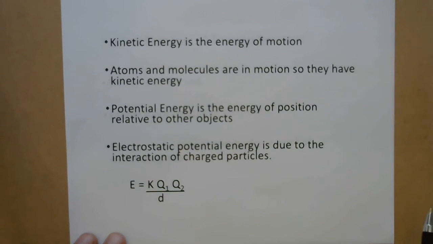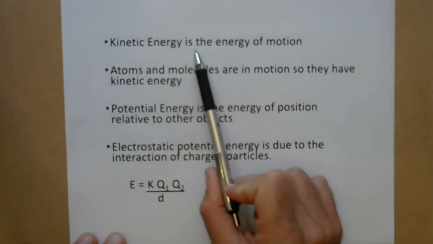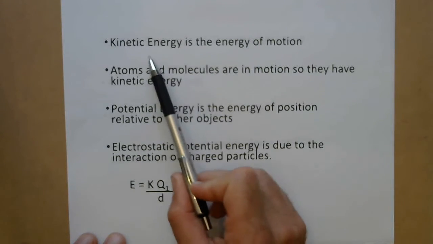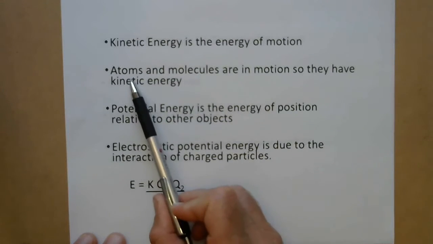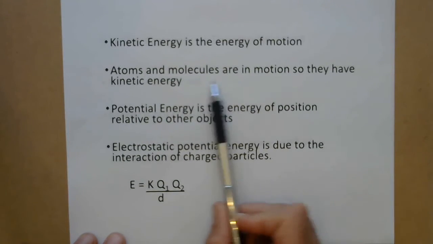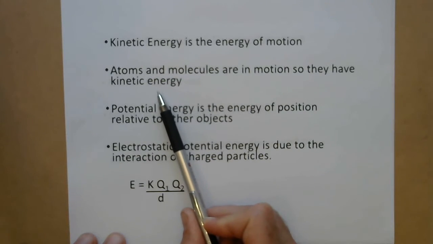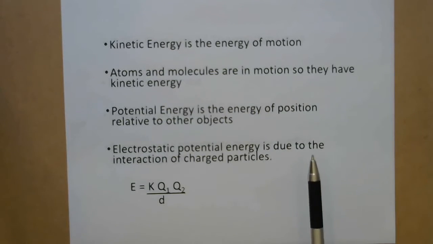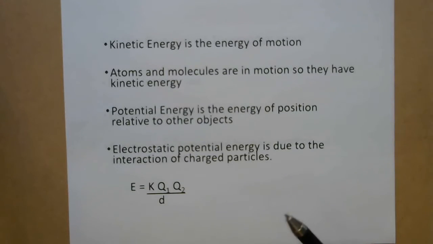A little bit more about energy, a couple different forms of energy. There's kinetic energy, which is the energy of motion. You've probably heard about this before. When a car is moving down the road, it has kinetic energy because it's moving. In chemistry, atoms and molecules are in motion, so they have kinetic energy. Even your book, which looks like it's just sitting on your table, is made of particles that are moving around, bouncing off each other, so they do in fact have kinetic energy.